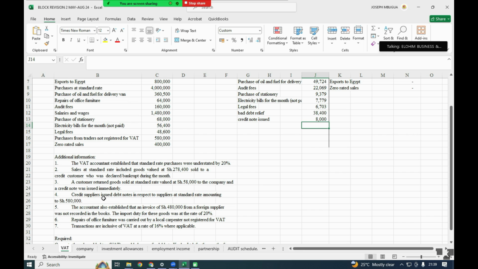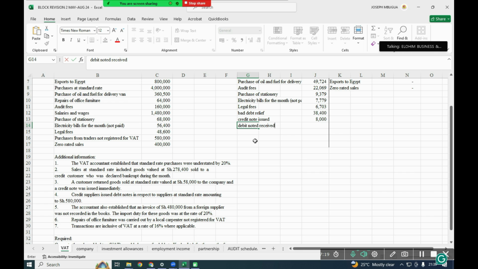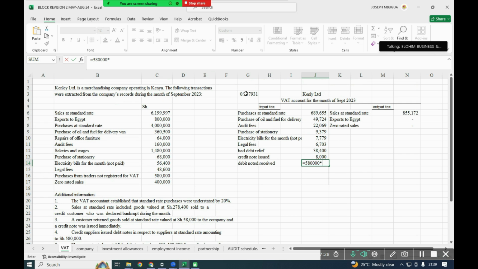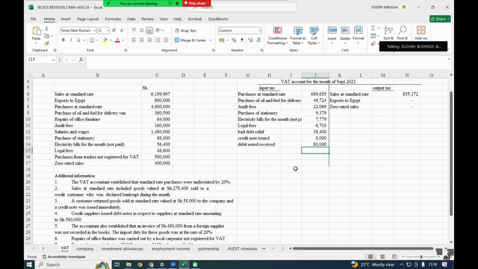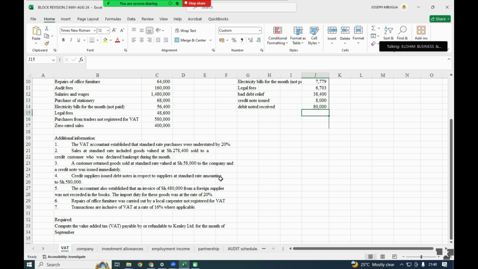Then credit suppliers issued a debit note in respect of supplies at standard rate amounting to 580. When you talk about the debit note, it is used to correct an undercharge. Credit note is for overcharge, debit note is for undercharge, and they were issued by the credit suppliers here. So debit note received, because we received it from the supplier. So they normally correct the undercharge. So 580, and we multiply by our VAT rate, which now will be 80,000. Those are the debit notes that we received.